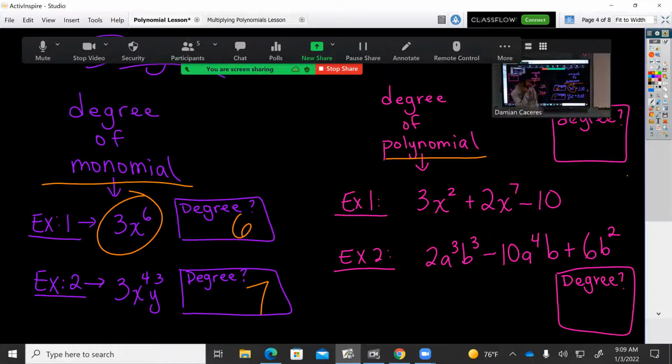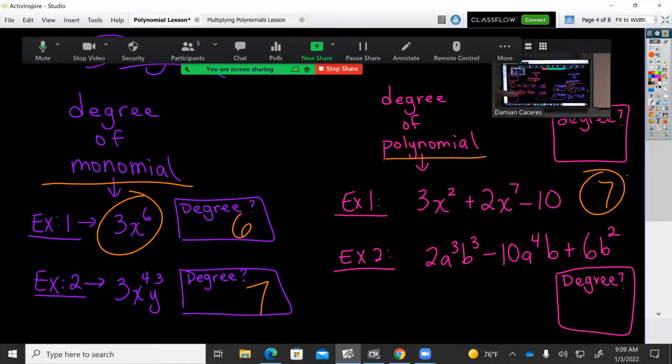You're welcome. All right. So look at example 1 here. What's the highest exponent? A 7. So the degree is 7. It is this simple. You're just looking for the biggest exponent, and that's what you call a degree.